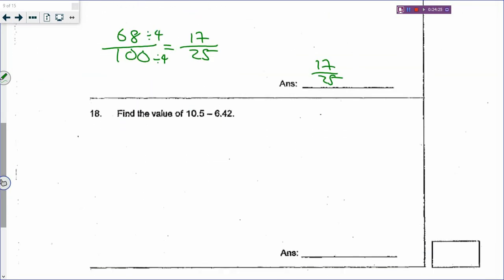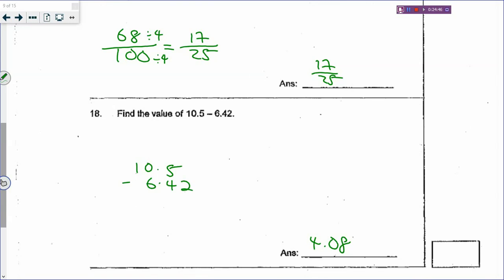Okay, question 18. Right, question 18, your answer is 4.08. And so this is quite easy. So you have to minus the decimal. And where do you put 6.42? You have to put in this manner. Your decimal point is below the decimal point on top. So then you can write your digits.